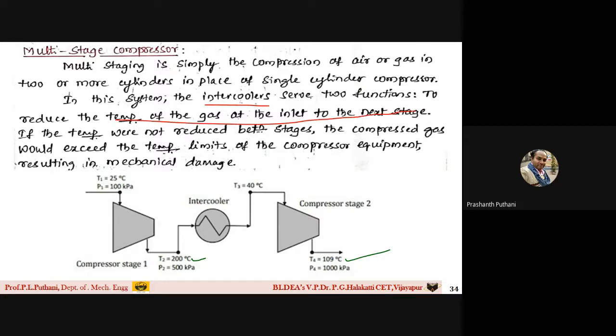Along with that, if the temperature is not reduced, then what happens? The compressed gas would exceed the temperature limits of the compressor equipment, resulting in mechanical damage, and it also increases the work input. Because of that reason, instead of using a single stage, you can use more number of stages, that is cylinder 1, cylinder 2, cylinder 3. For each cylinder, the compression pressure ratio remains constant or slightly higher, not more. Okay, so this is the introduction to the multi-stage compressor.